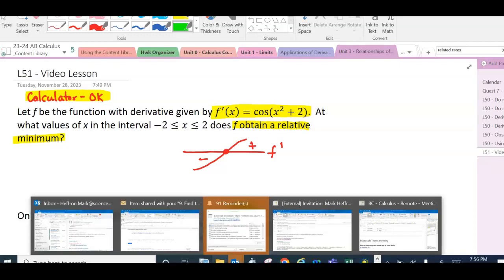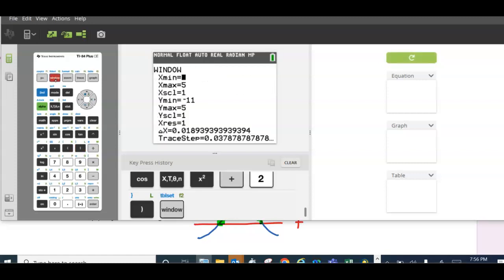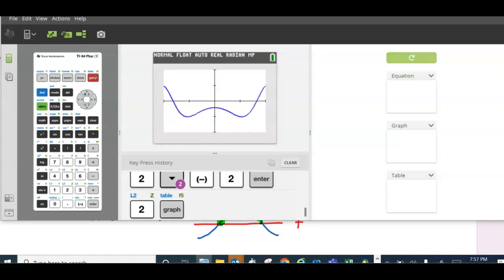I've already put this in to save time. Now I'm going to go to my window. The problem statement said from -2 to 2 on that interval, so my x min will be -2, my x max will be 2. Because the amplitude of sine and cosine is 1, going from -2 to 2 is plenty to show everything. So I'll graph it. So we need to find these zeros, or at least, we need to find both zeros.